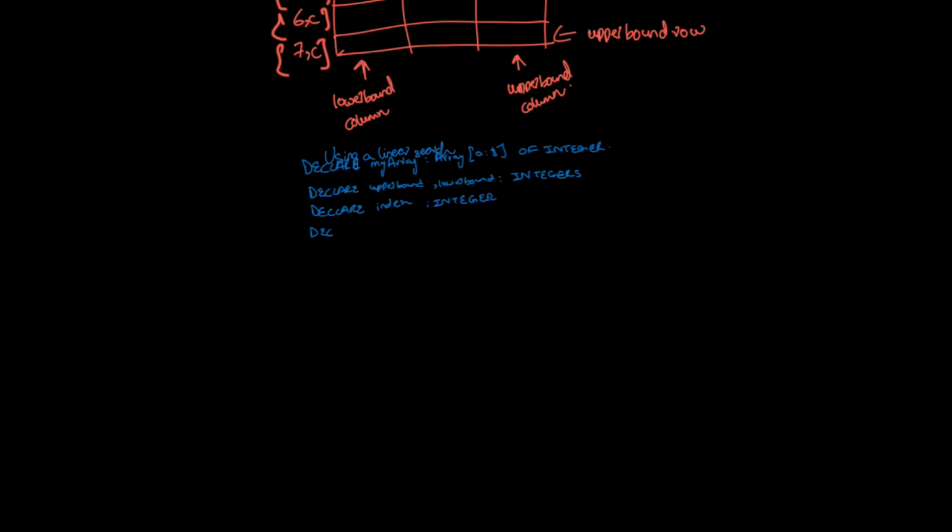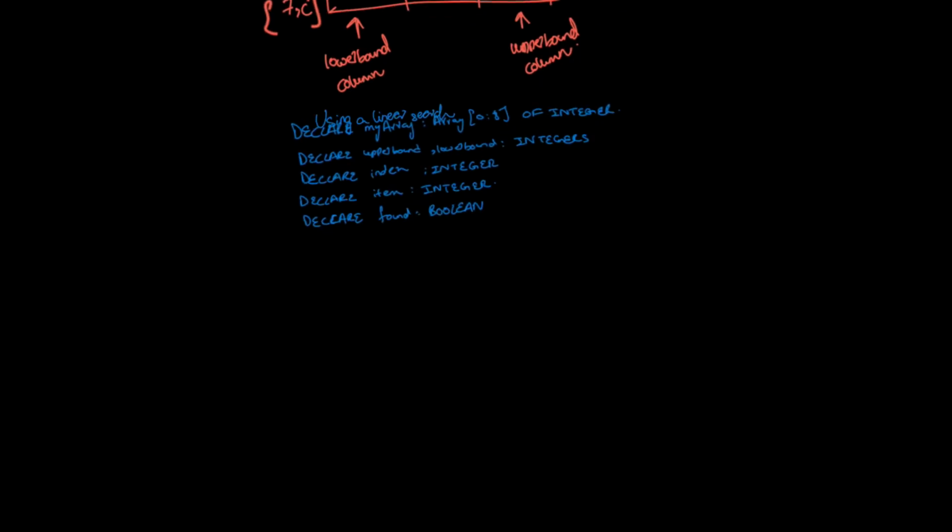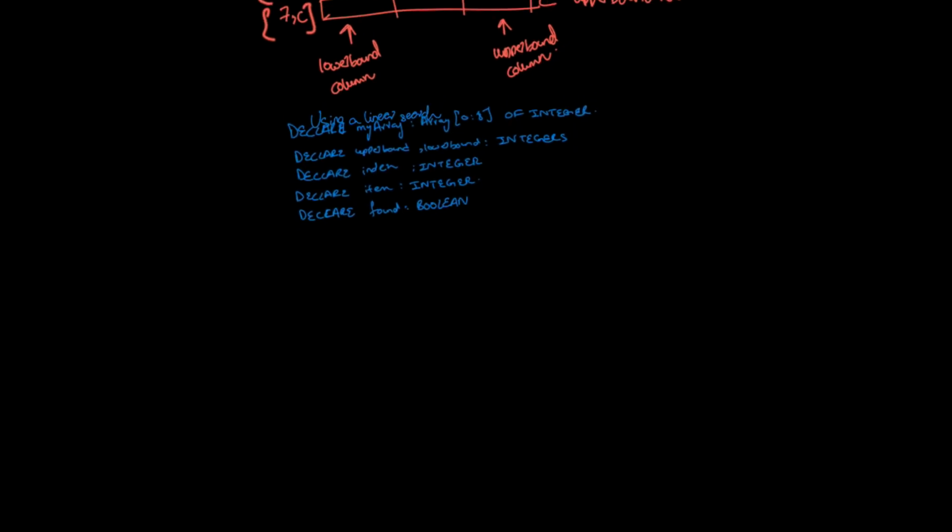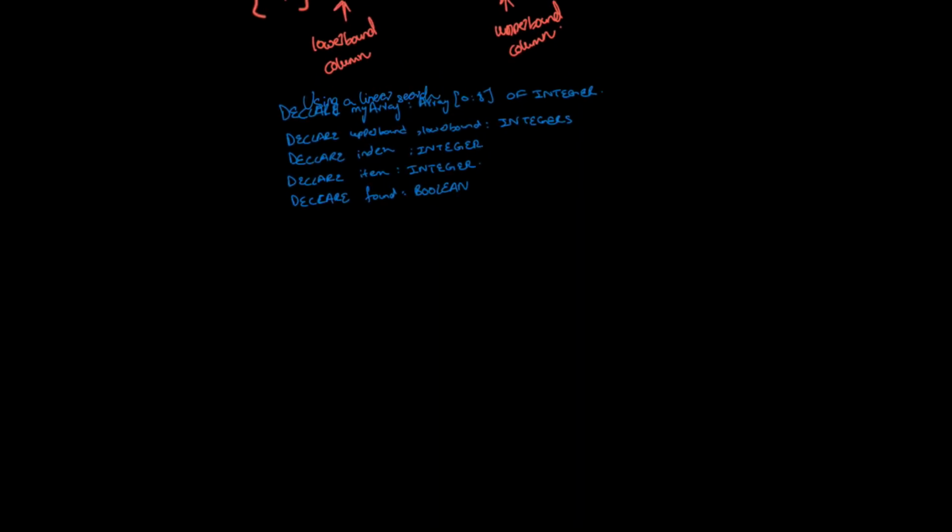And declare item. This is the item that the user is going to be inputting in order to search for it. So I'm going to use this as an integer as well. And lastly, I'm going to have a flag in order to check if that item was found or not. So I'm going to use the variable found, and I'm going to assign it the data type boolean. So these are basically my declarations. I'm going to build upon my program for this.